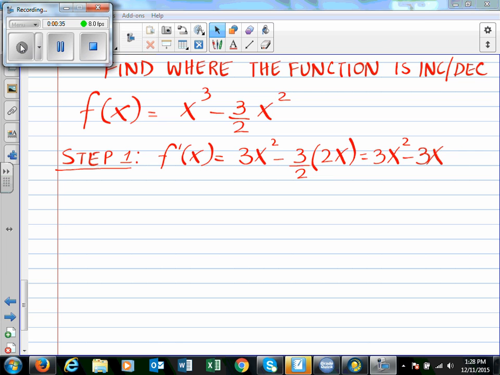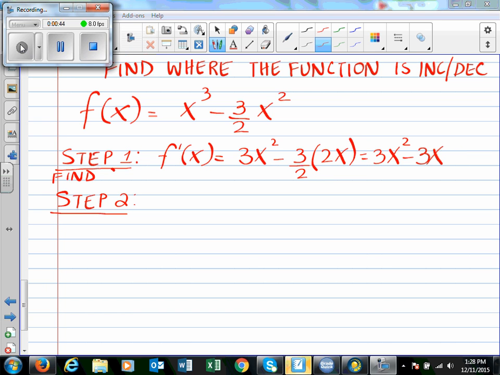The next one, step 2, is to find the critical numbers. Okay, step 1 is find the derivative, f prime of x, that's step 1. Step 2 is find the critical numbers.